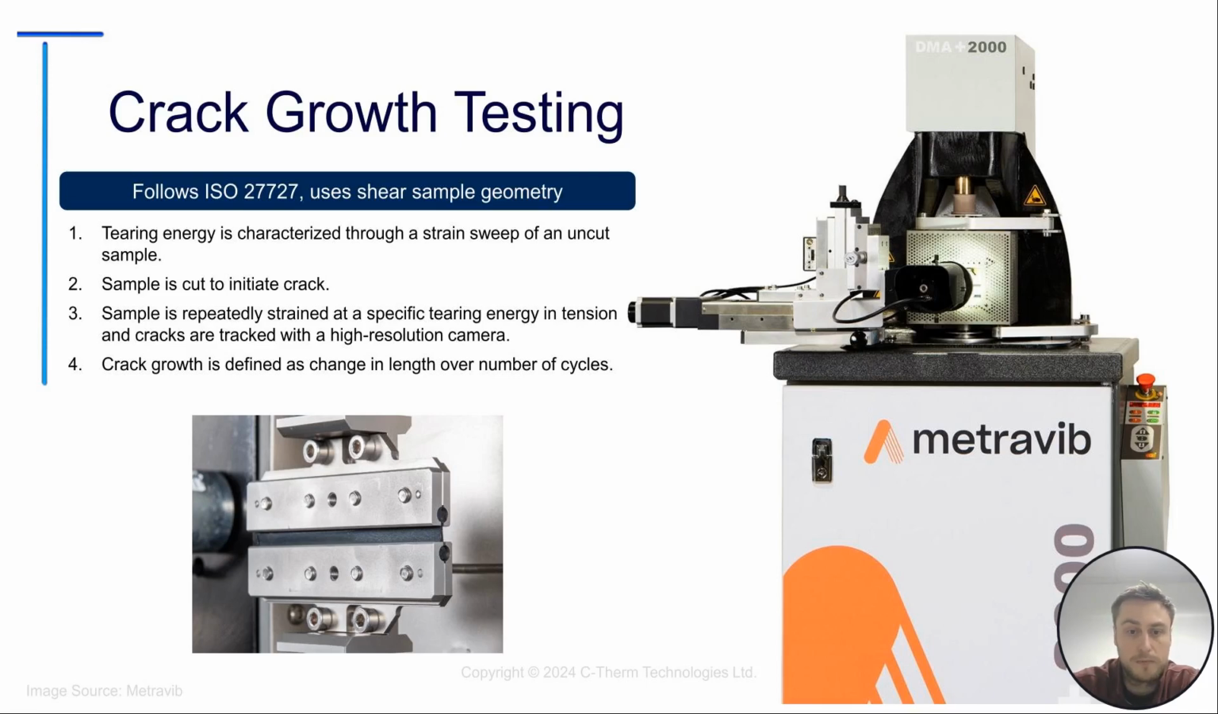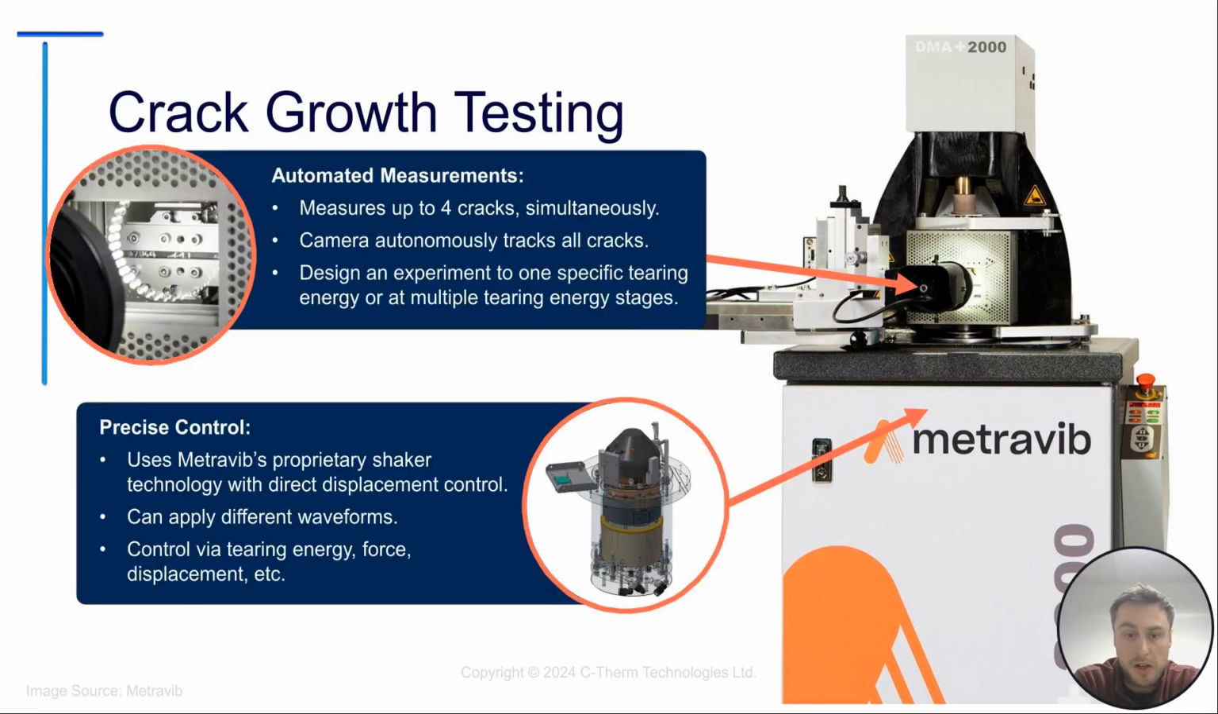I did just want to touch on a couple of the Metravib features with the way that they do crack growth testing. There is a lot of automation in this. The Metravib DMA can measure up to 4 cracks simultaneously. The camera will autonomously track all these cracks, so you don't have to worry about doing the measurement manually. The machine will do it all for you on a slider.